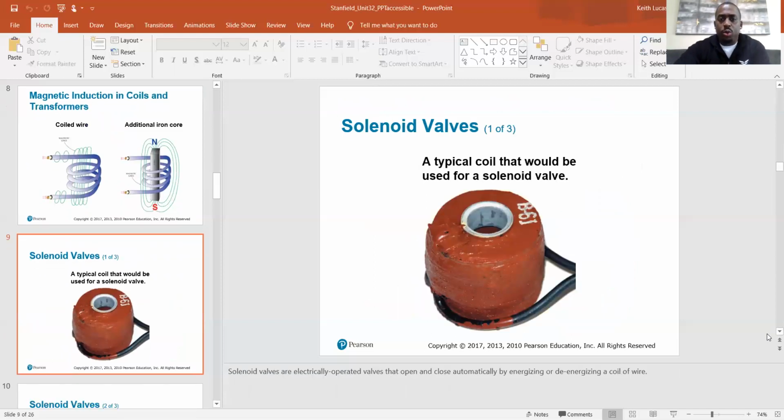Solenoid valves: a typical coil that would be used for a solenoid valve. Solenoid valves are electrically operated valves that open and close automatically by energizing or de-energizing a coil of wire. Once there's power going into this wire, a magnetic field is generated inside of here, and it's going to cause the connected valve to open or close based on that magnetic action.